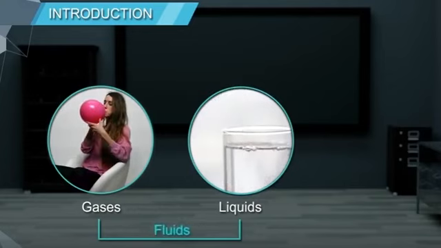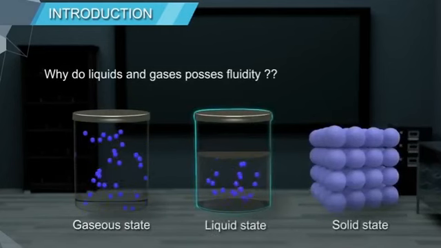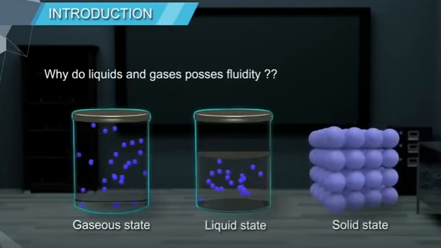They are called fluids because they can flow. But solids, they do not possess fluidity. They instead possess rigidity. What is rigidity? Why do liquids and gases possess fluidity? Why? The answer is in front of you.